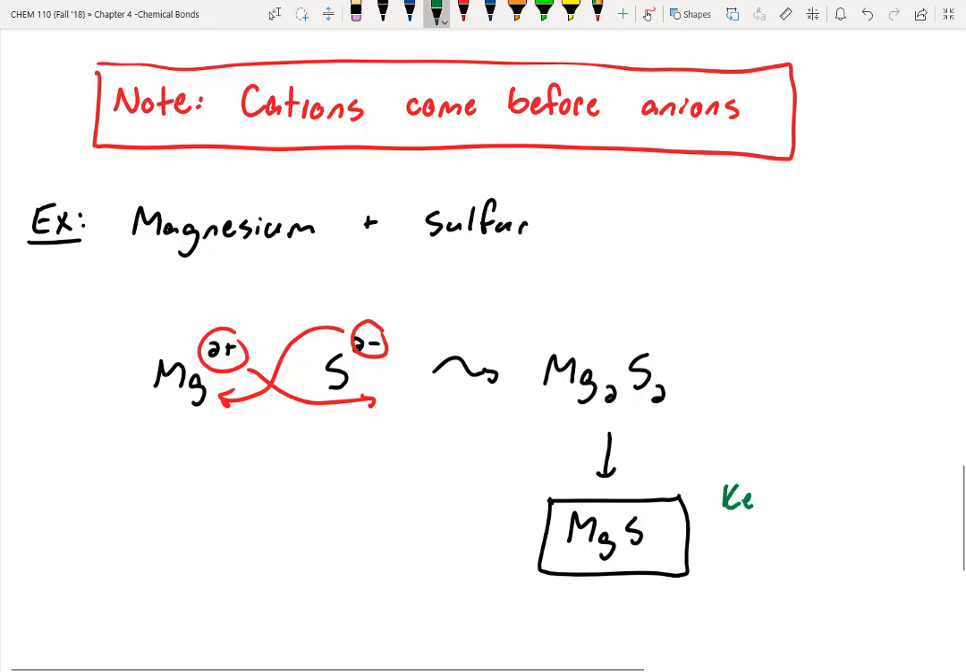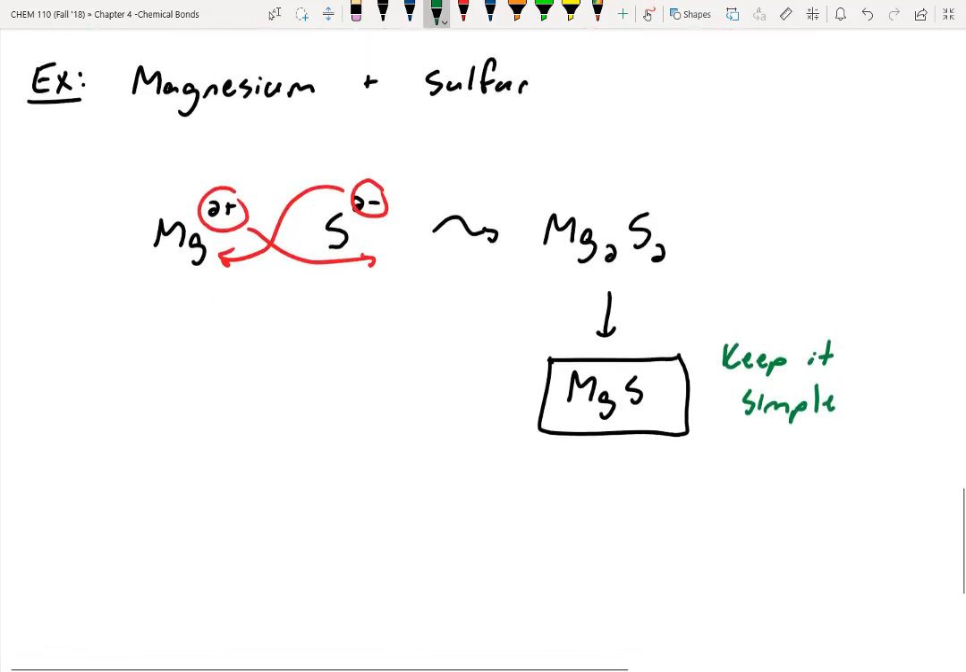So my second note is keep it simple. And that means go with the simple ratio. It just makes it a lot easier to look at. For example, I wouldn't write Mg2000, S2000. It's still a 1-to-1 ratio. All right, make sense so far?